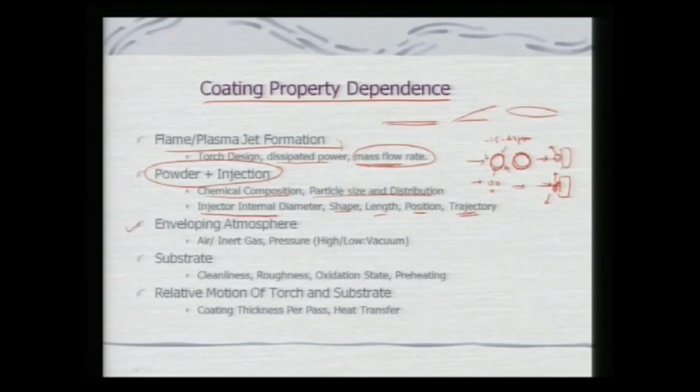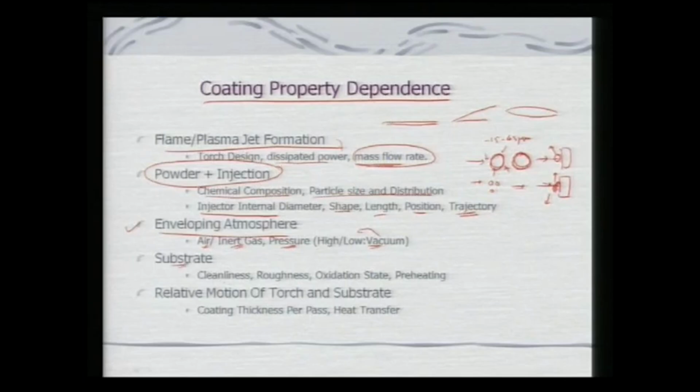Second, third at most importance is the enveloping atmosphere. If we have air, then we have chances of oxidation. So, sometimes we need to maintain either an inert gas, or we have to maintain low or high pressure. That depends on whether we want to create a vacuum, but then again it makes the process very costly because we have to do the entire spraying in a vacuum chamber. So, these are certain constraints to it.